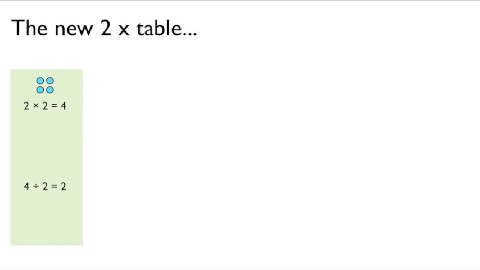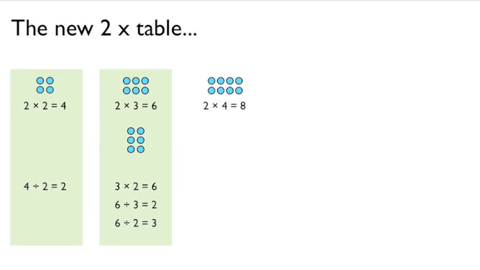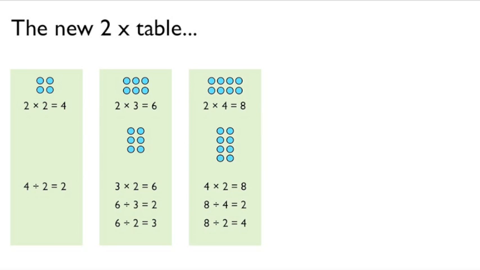That's handy. Okay, next comes 2 times 3 equals 6. That also means I know 3 times 2 is 6, and don't forget the corresponding division facts. 6 divided by 3 is 2, and 6 divided by 2 is 3. Let's go on to 2 times 4. That equals 8. And yes, you're getting the idea now. That allows me to also know that 4 times 2 is 8. And yep, there they are, the corresponding division facts.